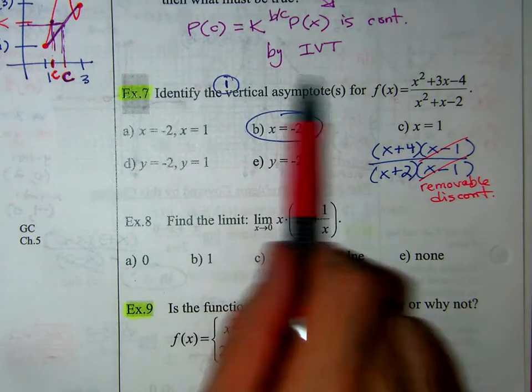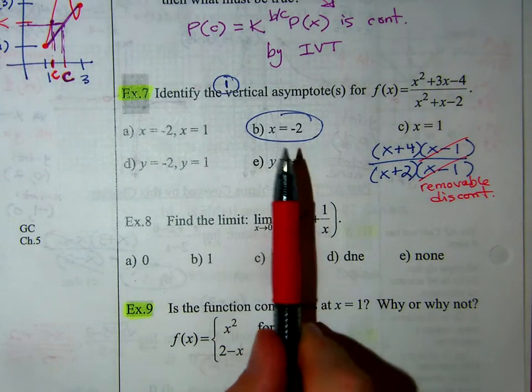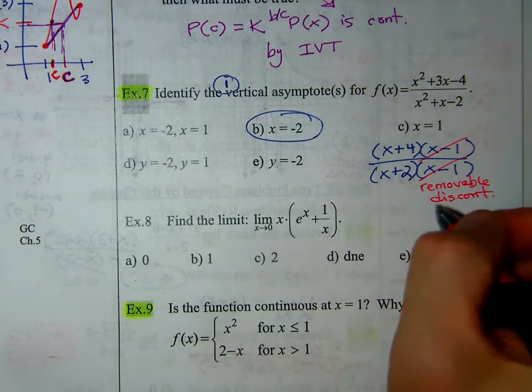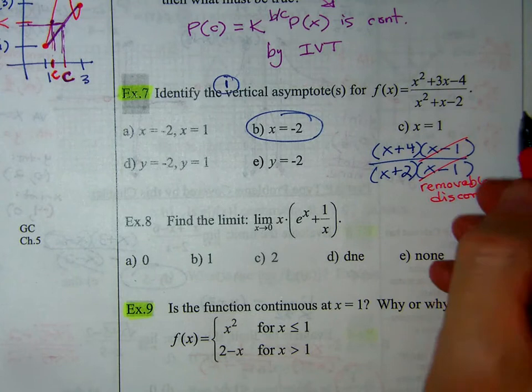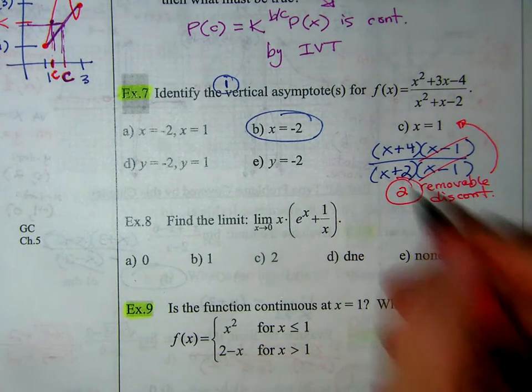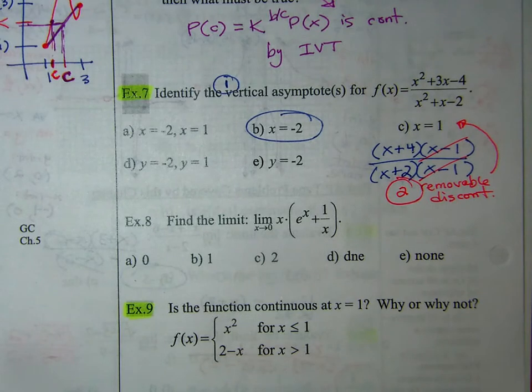Number 1, they ask you for the vertical asymptotes. That's going to be this. Number 2, they ask you for the removable discontinuity. That would be, the answer would be C. That's the second type of question that I ask about that sometimes, and they do.